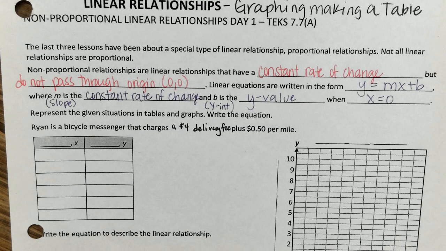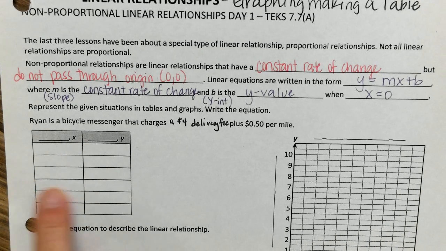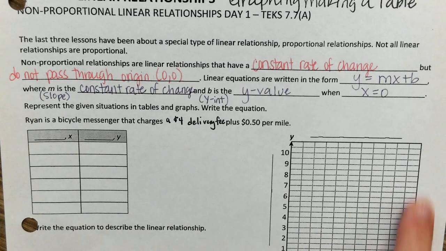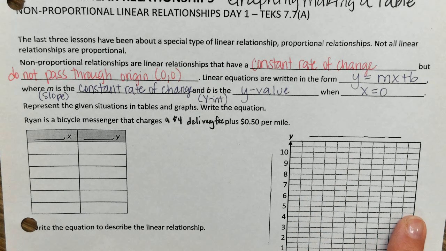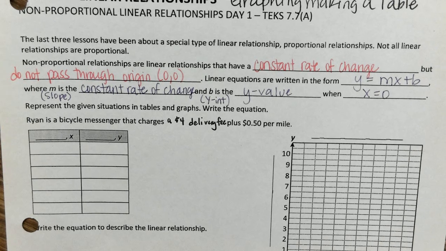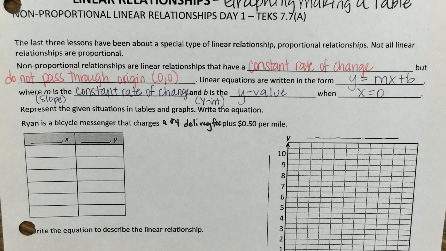All right, now we're going to be given a word problem. And it wants us to fill out a table for the word problem, graph the table. So we're going to be graphing today. That's why we have our straight edge. And write an equation. Okay? So we're going to have to get our equation from the word problem.